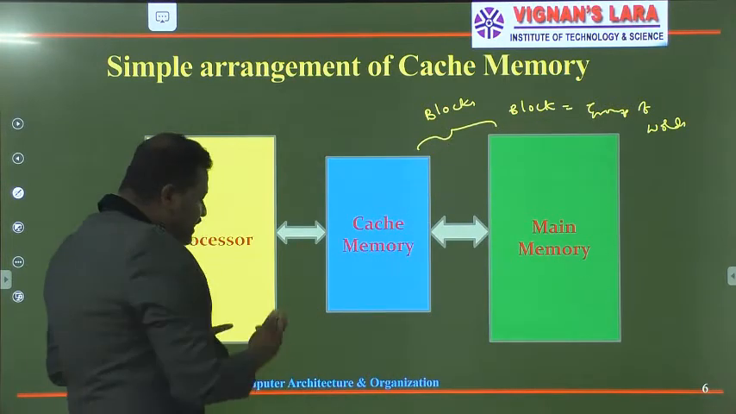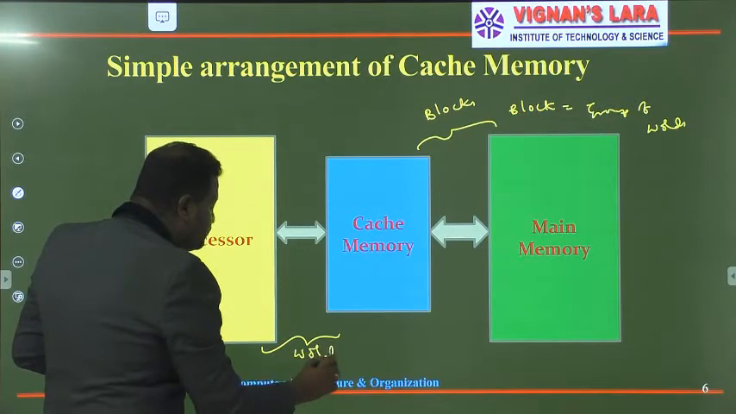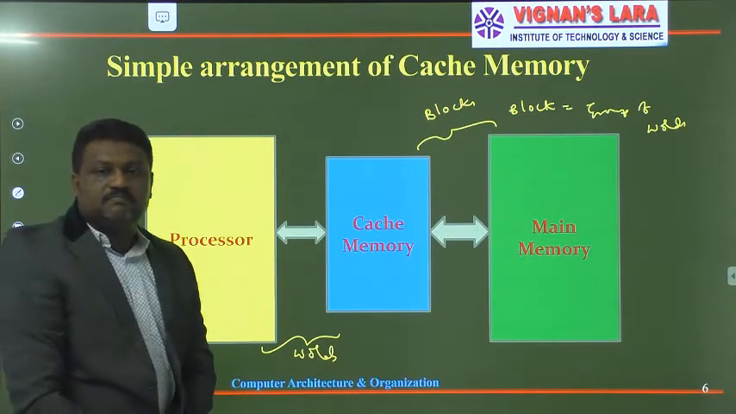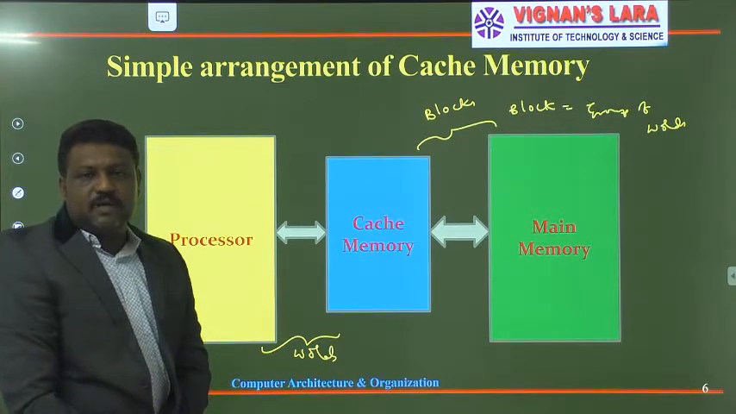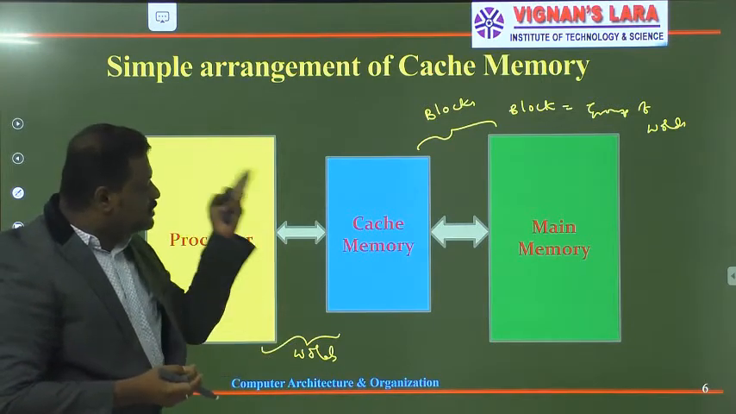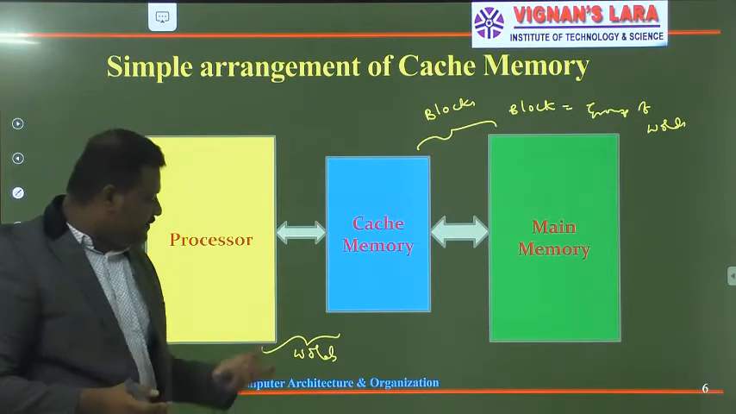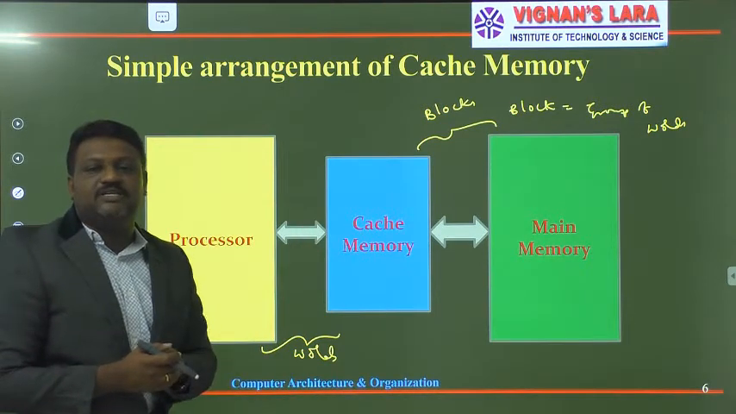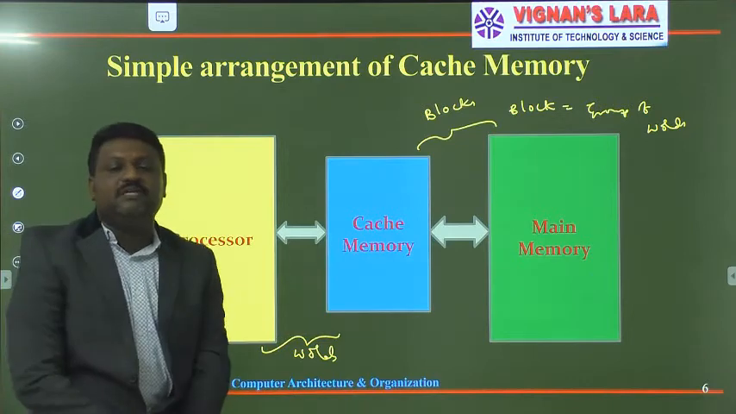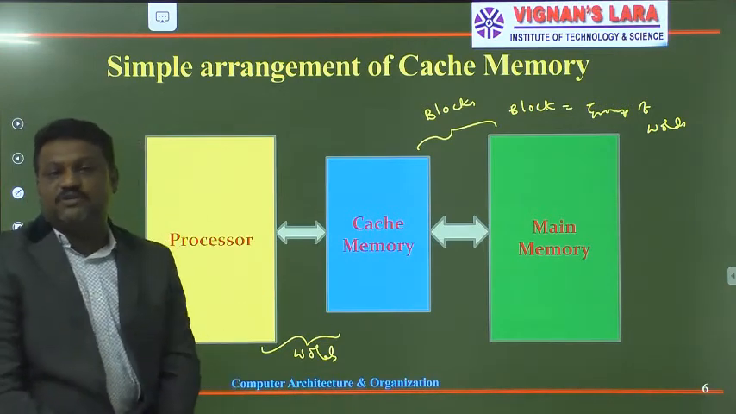And the data transaction between a processor and a cache is always done in terms of words. Your processor wants some particular word from the cache. If that word is present in the cache, it simply supplies that word to the processor. If that particular word is not available in the cache, then what the cache does is, it will go and bring that word's block from main memory to cache memory.